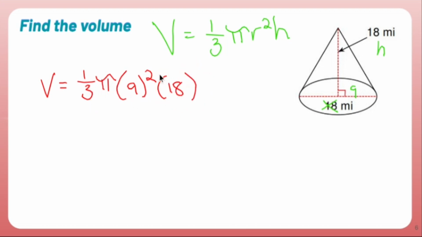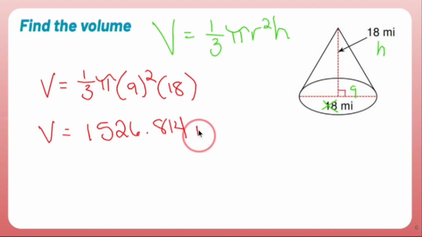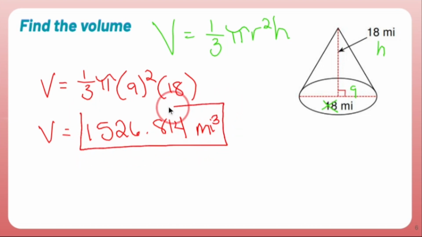I have no clue what that is. Pi is a nightmare anyway, so I'm going to go off to the side and ask Siri what it is. And she says 1,526 point... uh-oh, I lost it. 8140, so I'll do 814. All right. Volume, miles. So I'm going to make sure I call it miles cubed, because volume is always measured in cubic units.